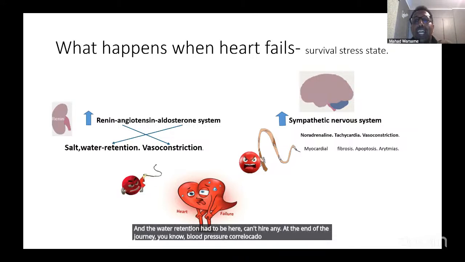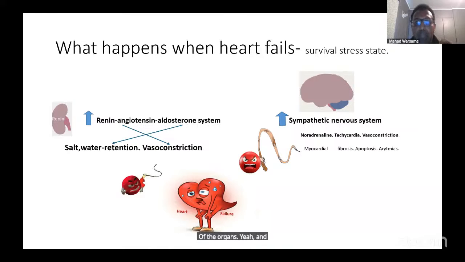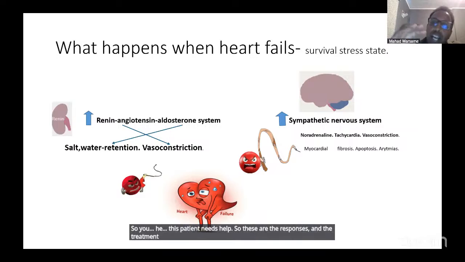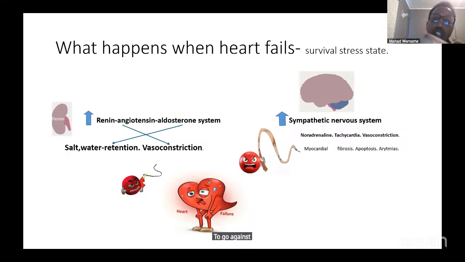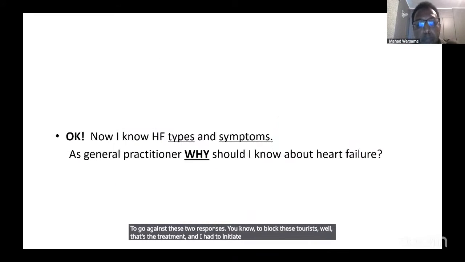So this is a survival response of the organs. It will increase the heart's work a little bit, forcing it to raise its function, but these responses are killing the heart and making it worse. So this patient needs help. These are the responses, and the treatment is to go against these two responses, to block them. That's the treatment, and I will tell you about it.